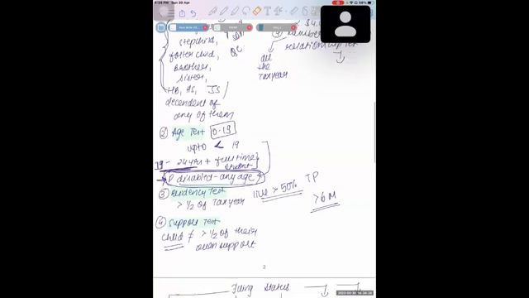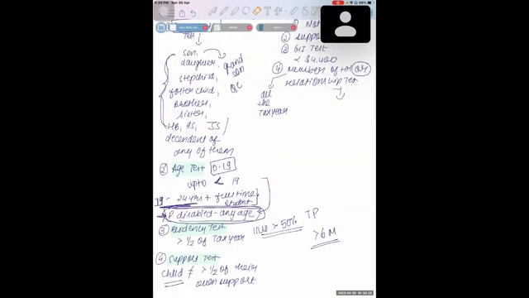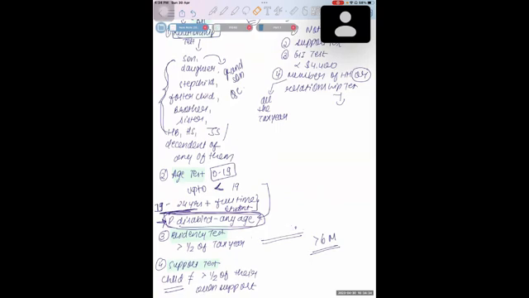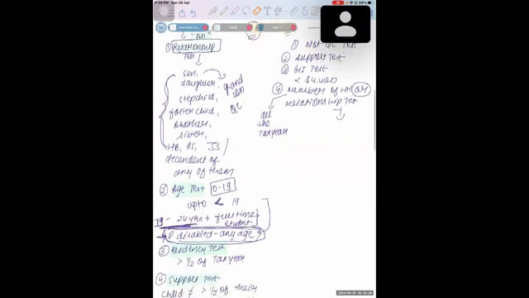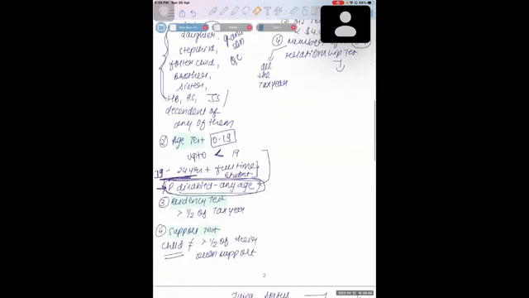Next is, have you written this one, qualifying child criteria? Only 4 criteria. Just write it down.